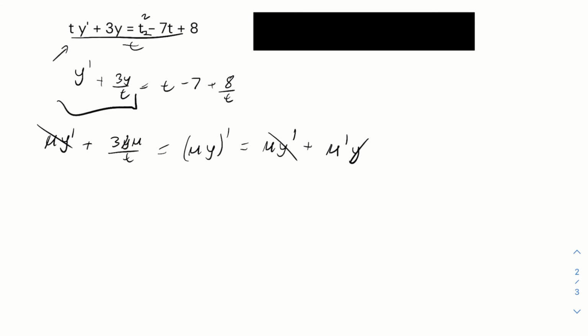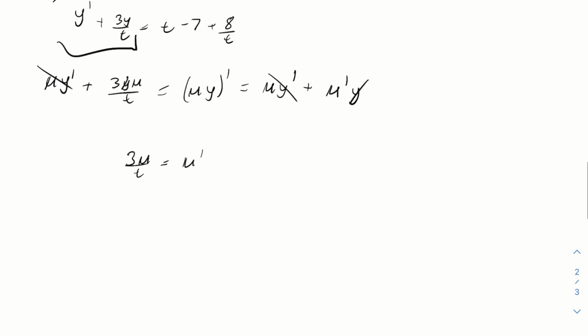That cancels. Y, get rid of it. So we get 3 mu over t equals mu prime. Once again, divide by mu on both sides. You get 3 over t equals mu prime over mu. Okay. Once again, that's d mu dt, so we're just going to replace that with 1 d mu, and we're going to shift over that equal sign, and we're going to do dt.